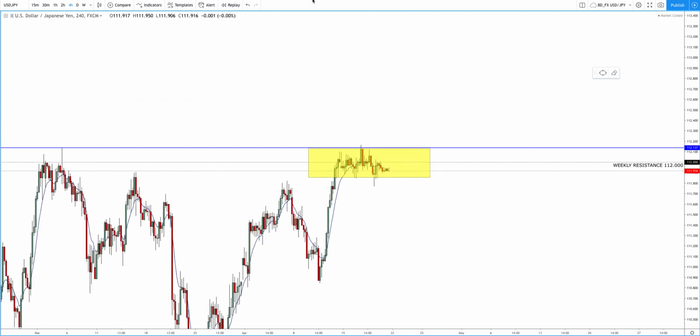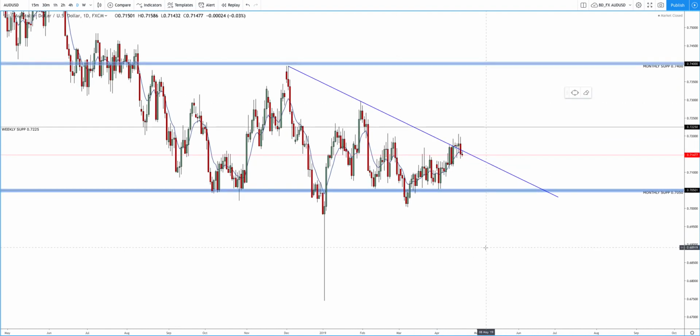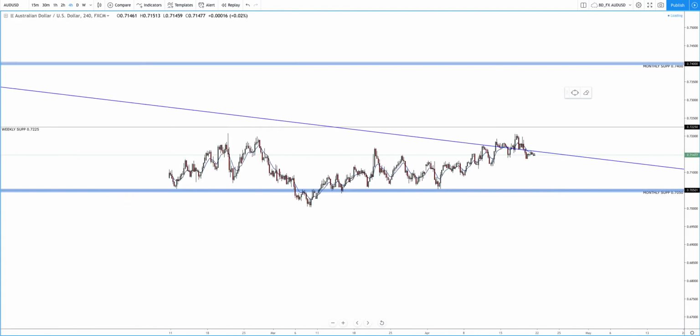I'll look at Aussie dollar. This was an important pair last week because there was a lot of news coming out surrounding it. So you might have seen that I took a short trade and a long trade on this. As you can see, this pair was sort of ranging as well.